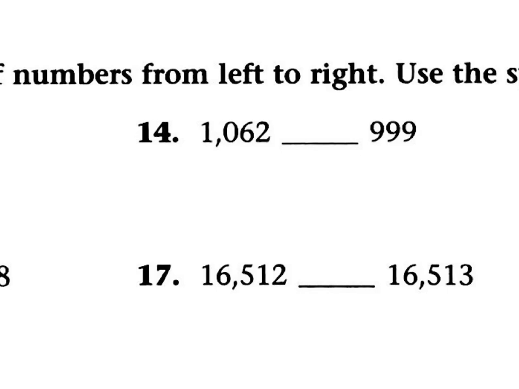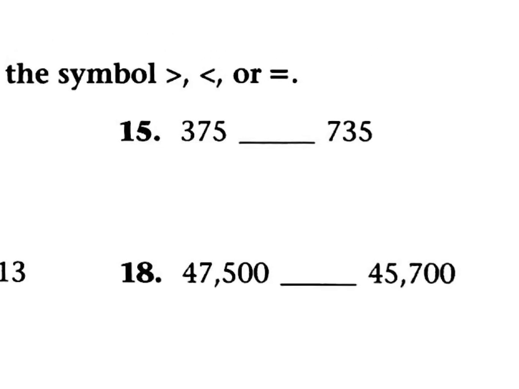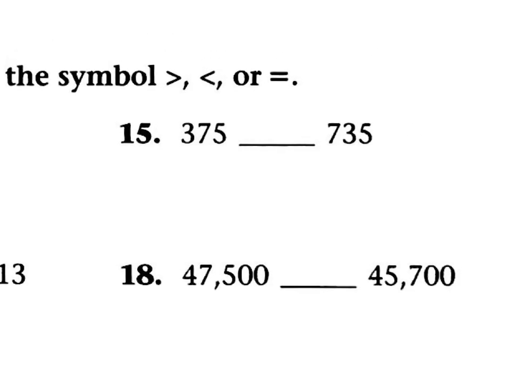Number 14 says 1,062 or 999. Well, 1,062 is greater than 999. 375 or 735. Well, 735 is greater than 375. Or if I was reading this from left to right, which we should technically do, we would say 375 is less than 735.